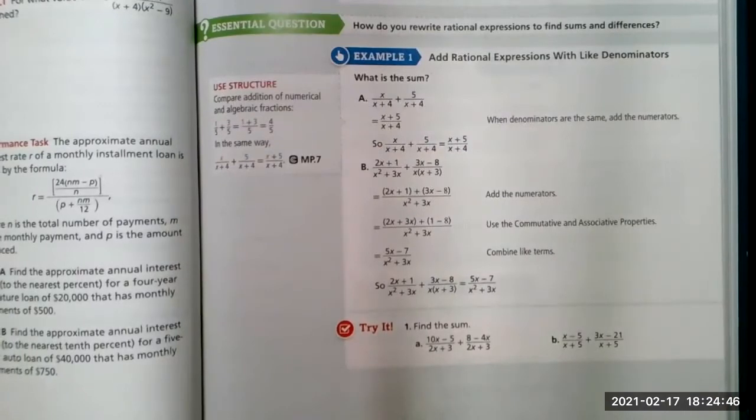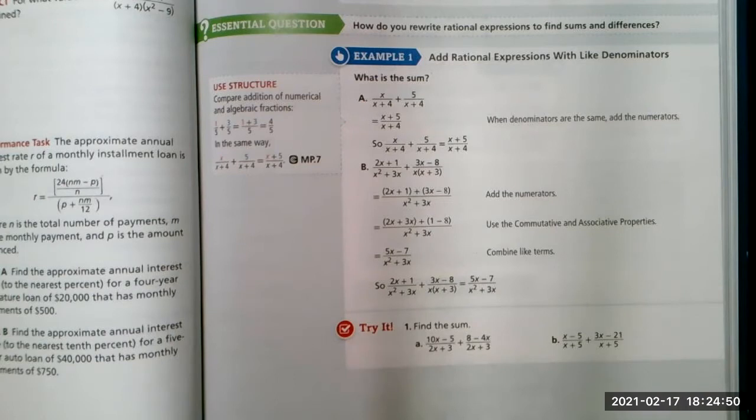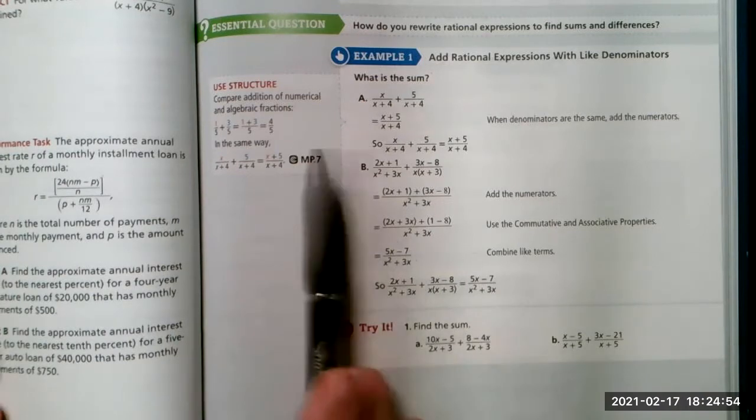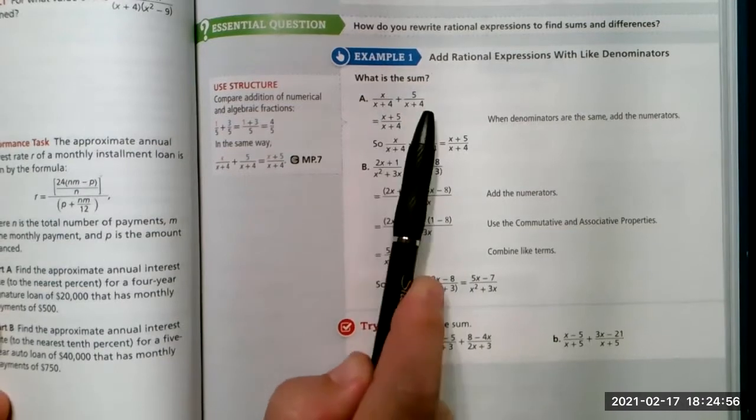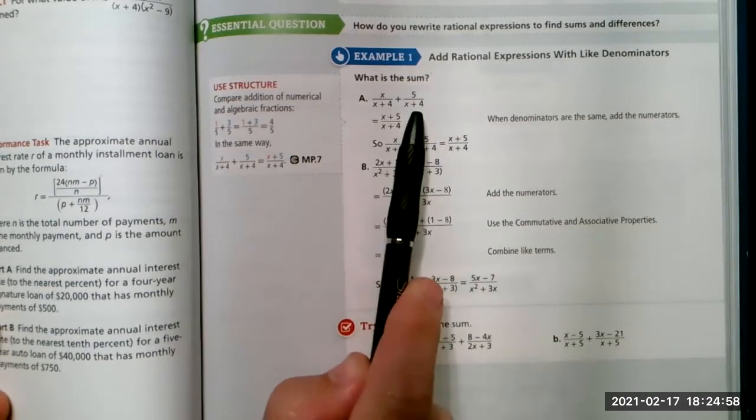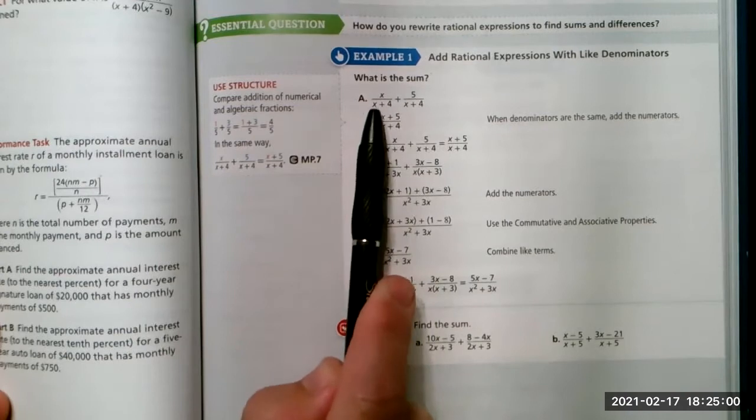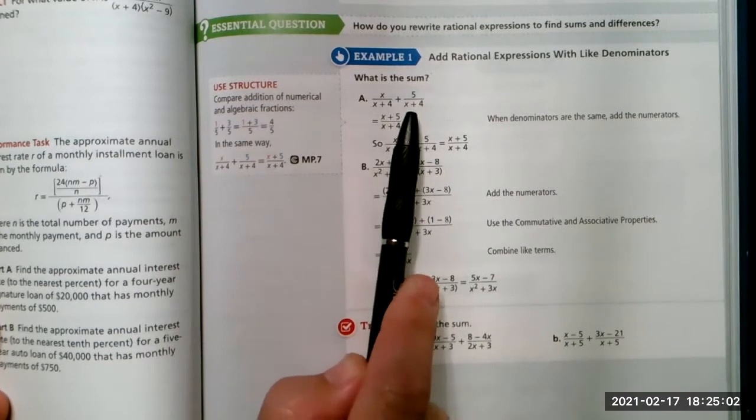So example number 1, add rational expressions with like denominators. This is starting you off with the easiest of the options. If you look here, these 2 fractions have common denominators. They're exactly the same. This is x plus 4. This is x plus 4.